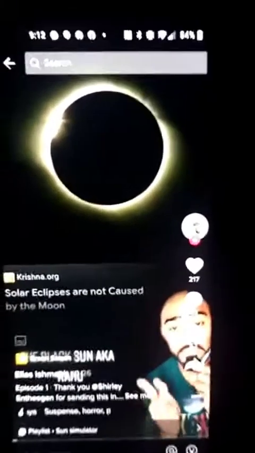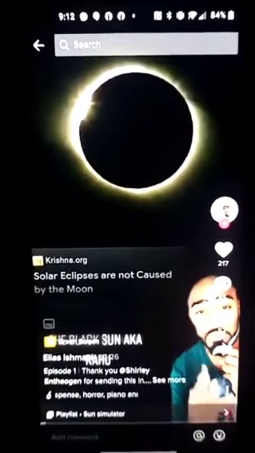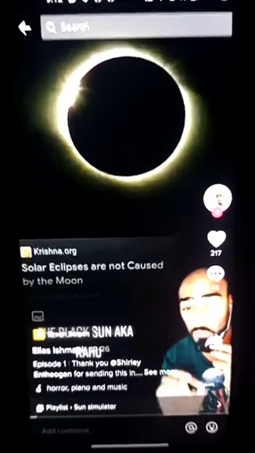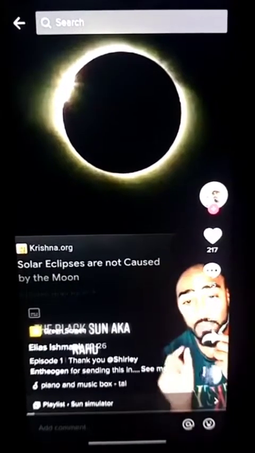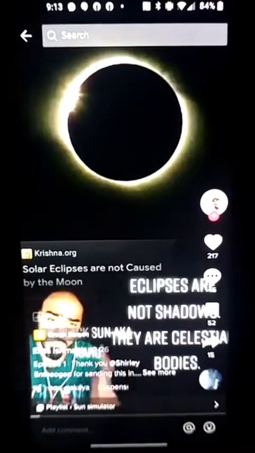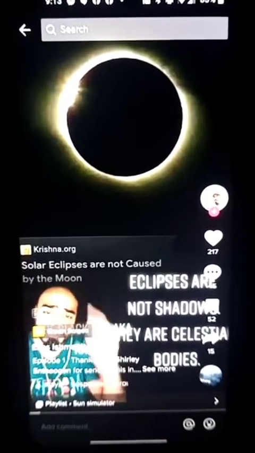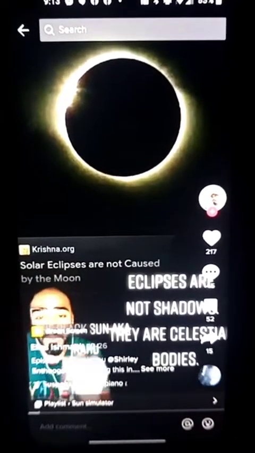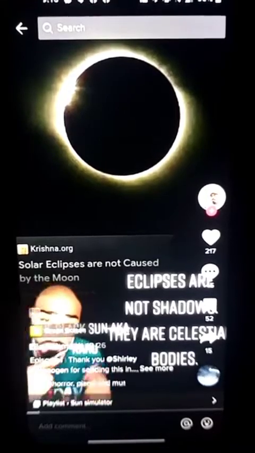You'll already know about the second sun, the sun simulator, and other celestial bodies in the sky, including Rahu, the black sun, also known as Ketu. Now, I've got an amazing video for you, so please stick around until the end. Now, as the above text says, solar eclipses are not caused by the moon. That was just a side point.